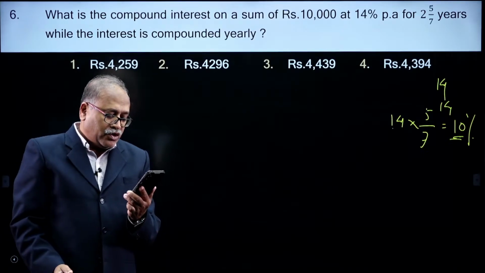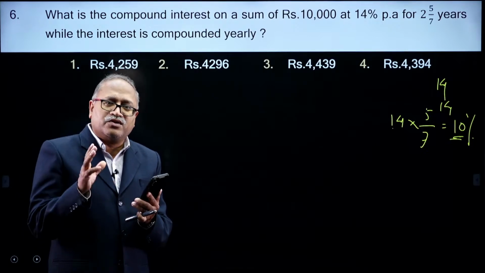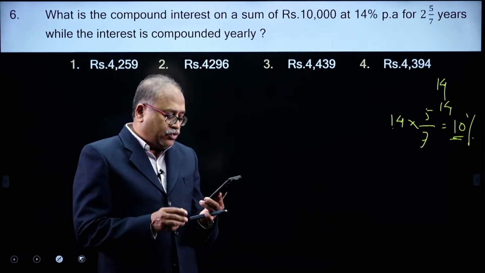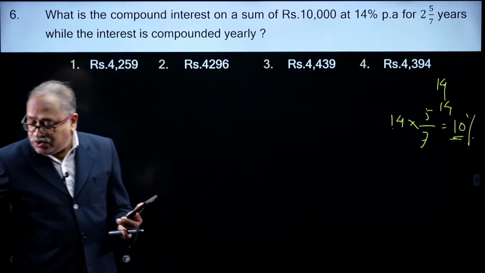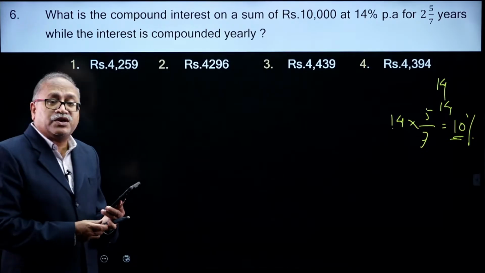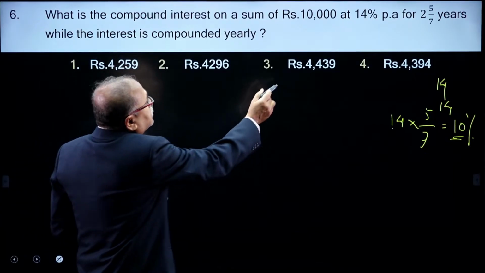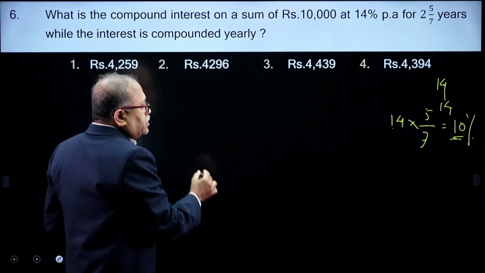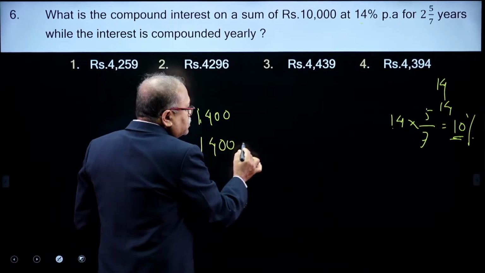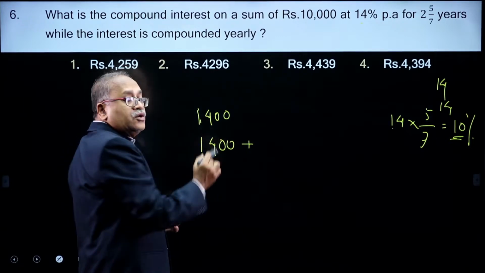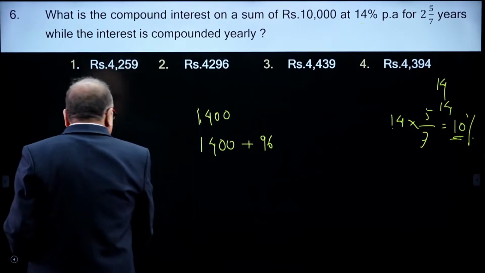These small things are there in the RRB and SSC, you will not find complicated questions like bank PO and all. But there will be small changes like this. Try to answer the question. Did I give the time? Yes, I gave the time over here. So, I am doing along with you. So, let us work out on this. First, I will take the 14% of 10,000, which is nothing but 1,400. So, first year 1,400, second year 1,400 plus 14% of 1,400, which is 196.